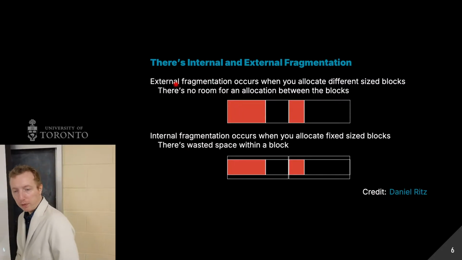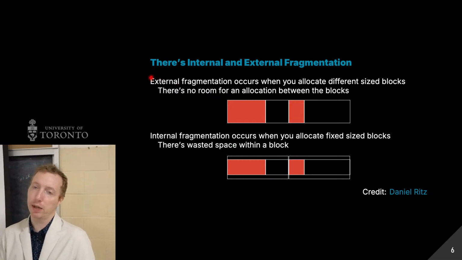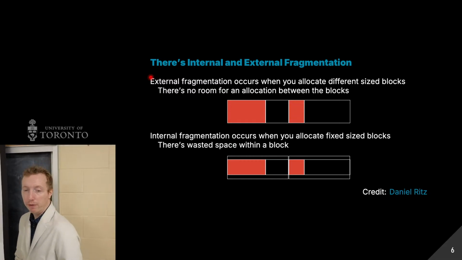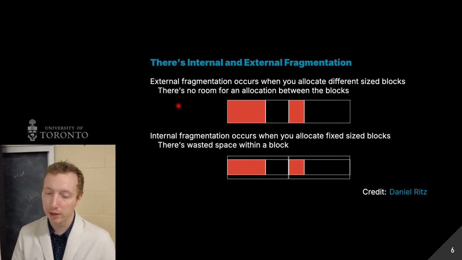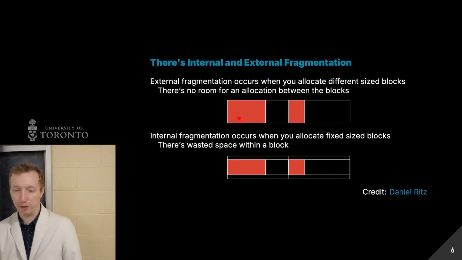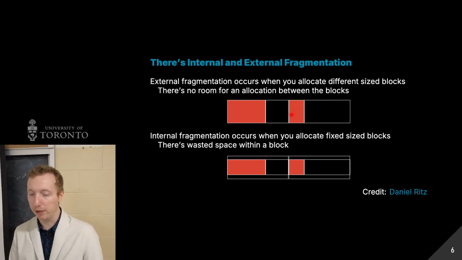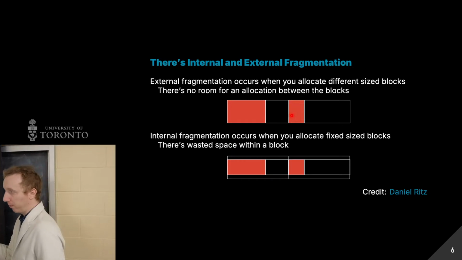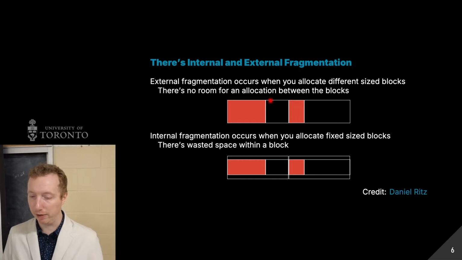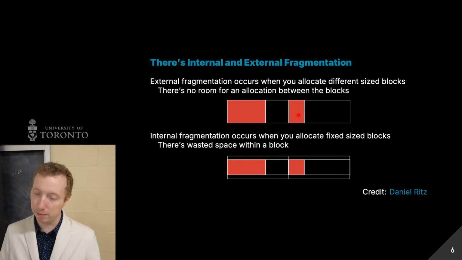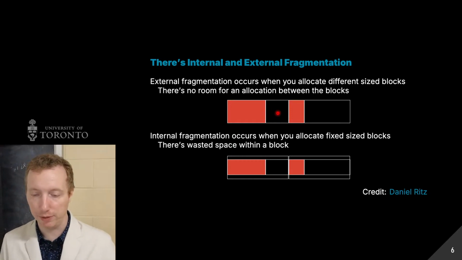So there's 2 types of fragmentation, internal and external fragmentation, which we did talk about briefly when we were talking about file systems. External fragmentation occurs when you allocate different size blocks, and there's no room for an allocation between the blocks. So for instance, let's say the red is an allocation and the blank space in between is free memory. Well, essentially, if I have an allocation that is slightly bigger than this free block that is in between 2 allocations, this block is now useless. I can't actually use it for any allocation.